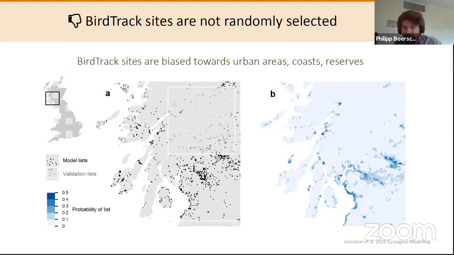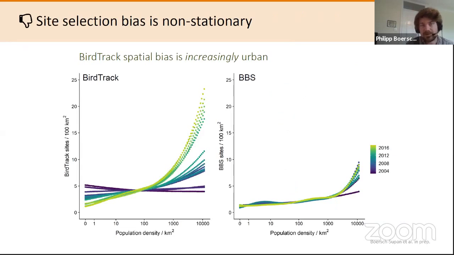And for trend analysis, what makes this even worse is that the spatial bias is non-stationary. So the spatial bias is not just urban, but as the uptake in BirdTrack usage has increased, with the lighter colors being the more recent years here, the spatial bias is increasingly urban. So we have a really tricky situation in making sure that these data are representative of the population processes that we actually want to look at.